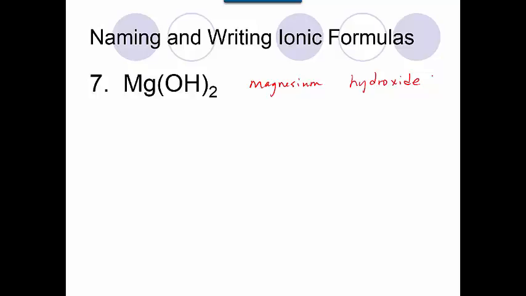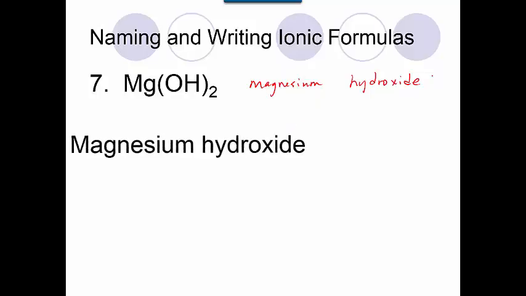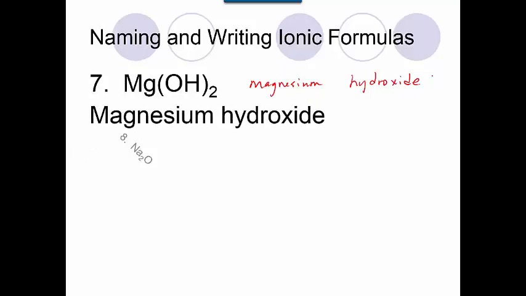Now, magnesium is in group 2, so does it get a Roman numeral? Hopefully you said no, because Roman numerals are only for groups 3 through 12. So this is just going to stay magnesium hydroxide.